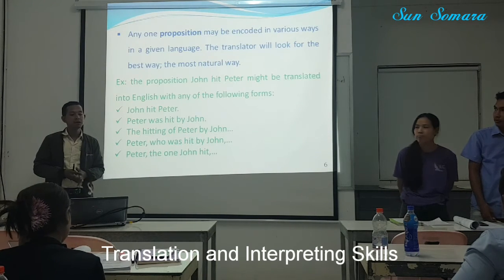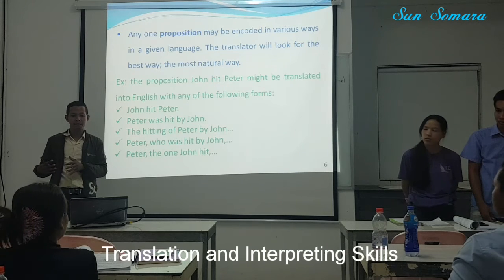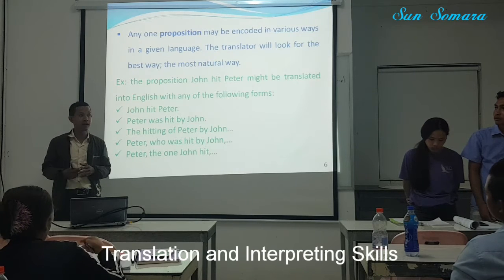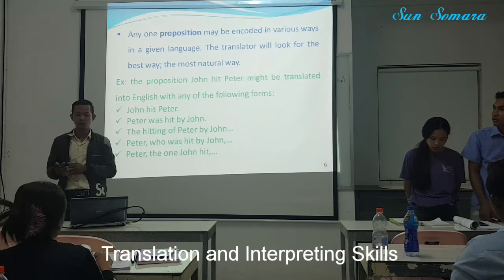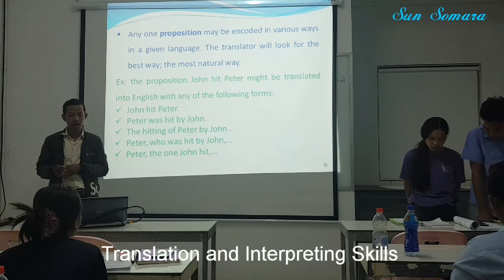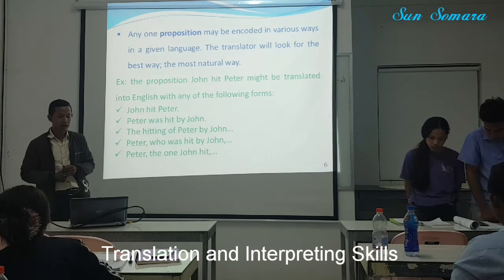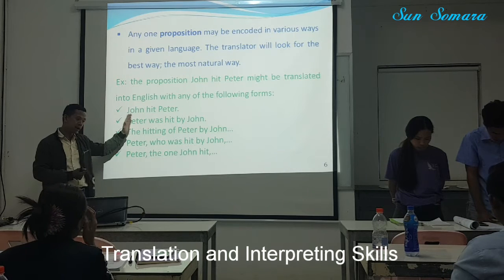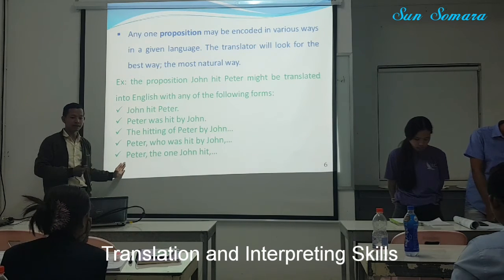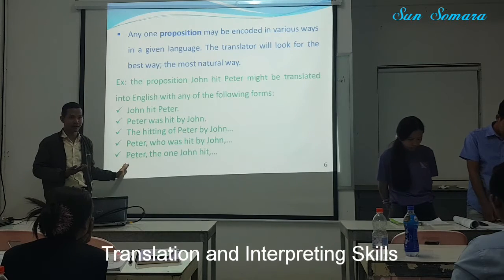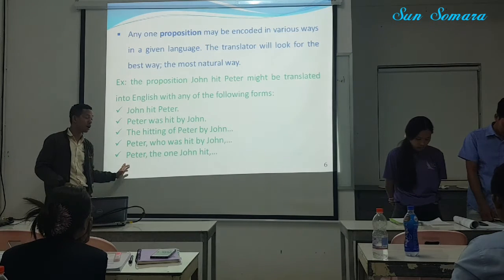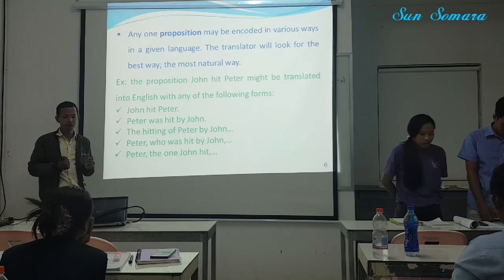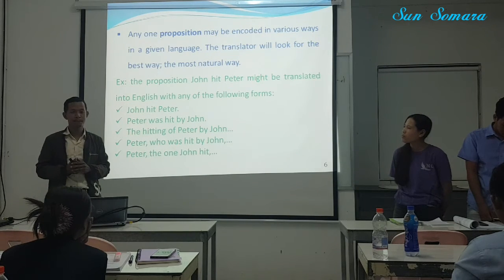Next slide. Any one proposition may be encoded in several ways in a given language. The translator will look for the best way, the most natural way. Here are the examples in English. He or she will choose a good way to translate. Let's look at the form together: the proposition John hit Peter.